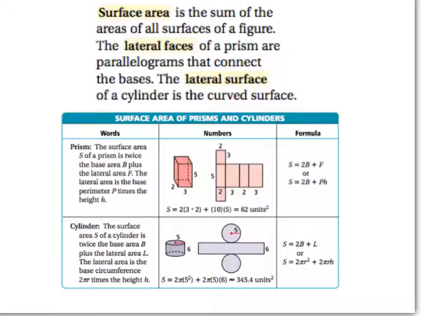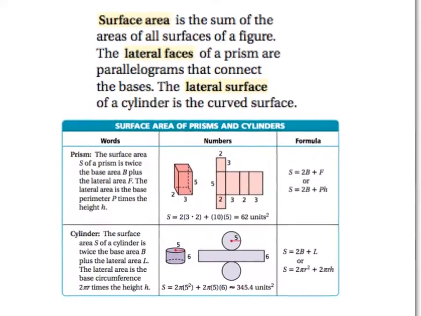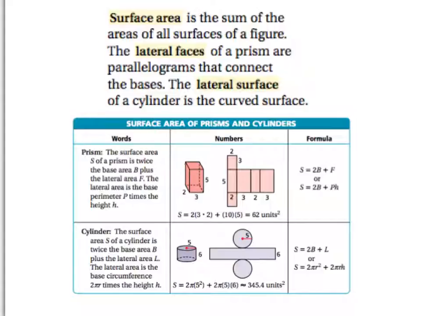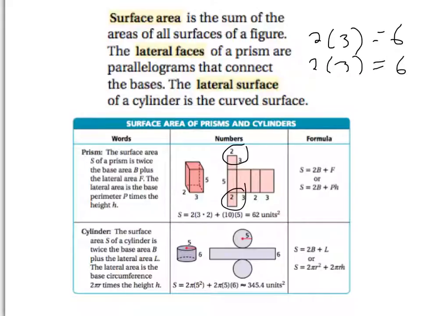So one way that we can find surface area of this prism right here is to figure out the area of this face, this, and this. So let's go ahead and try to do that. The area of this base right here is going to be 2 times 3. So that's 6. The area of this is also going to be 2 times 3. So that's also 6. The area of this square right here is going to be 5 times 2. So 5 times 2 is 10.